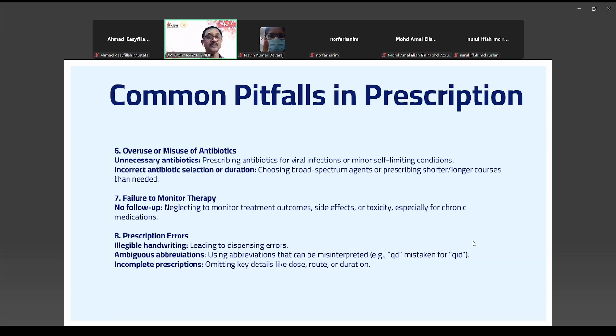And of course, prescription errors, which I mentioned earlier: illegible handwriting leading to dispensing error, ambiguous abbreviations, and incomplete prescriptions omitting key details like the dose, route, and duration. So I will touch on this later.